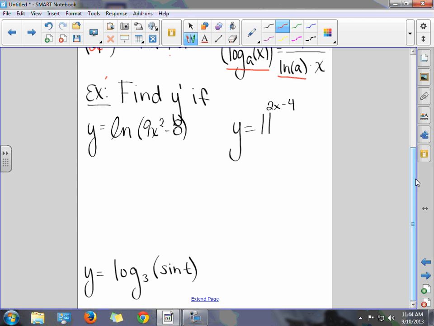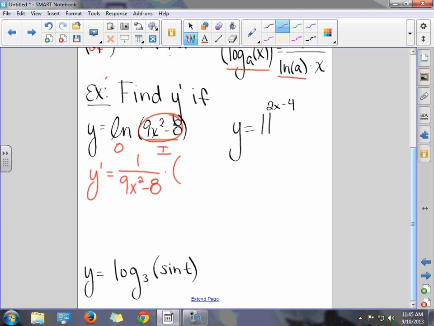So here we want to find y prime for the ln of 9x squared minus 8. I have an inner, I have an outer, and I'm going to have to use the chain rule. So I'm going to start by differentiating my outer function with respect to the inner function. The derivative of ln is 1 over x, so this is going to be 1 over everything that's inside, which is 9x squared minus 8.